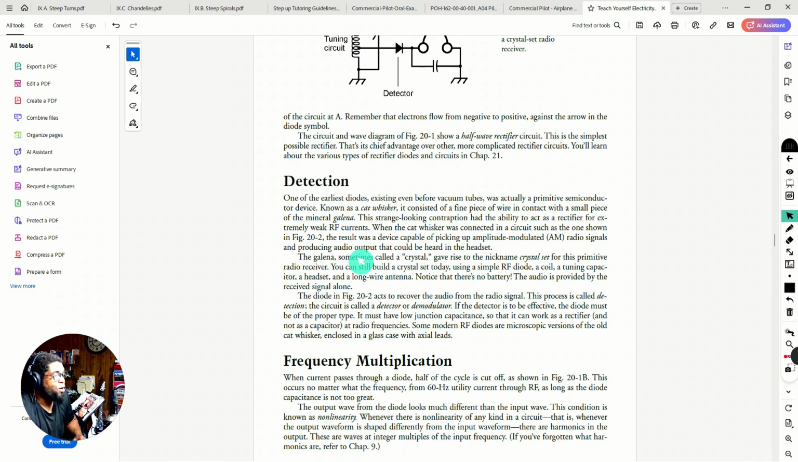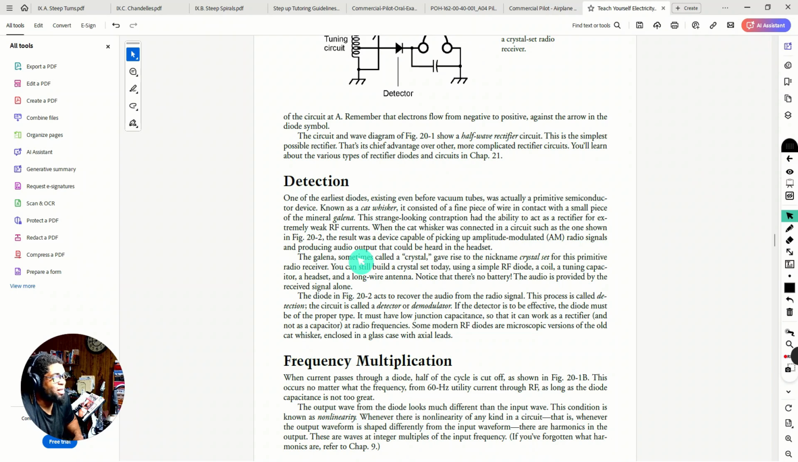The diode in figure 20-2 acts to recover the audio from the radio signal. This process is called detection. The circuit is called a detector or demodulator. If the detector is to be effective, the diode must be of the proper type. It must have a low junction capacitance so that it can work as a rectifier and not as a capacitor at radio frequencies. Some modern RF diodes are microscopic versions of the old cat whisker enclosed in a glass case with axle leads.